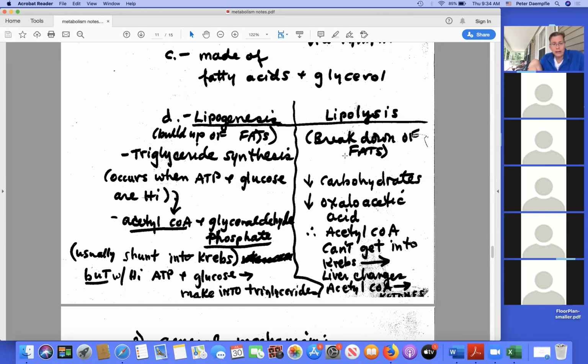So the body will make the ATP and glucose into triglycerides. Usually the acetyl coenzyme A gets broken down, right? But instead, with a lot of ATP and the acetyl coenzyme A not even able to get into the Krebs cycle because you're eating too much, it's made into triglycerides. So when you get a blood test, if you have high triglycerides, you're eating too much, basically.